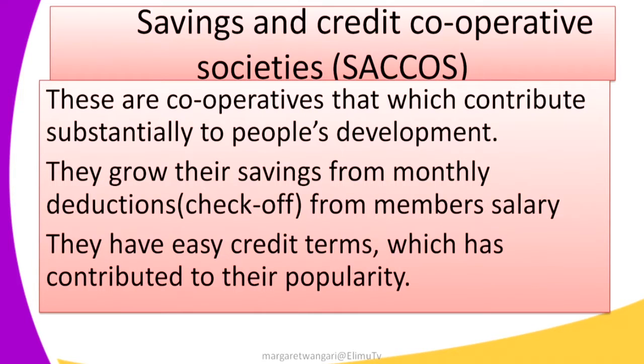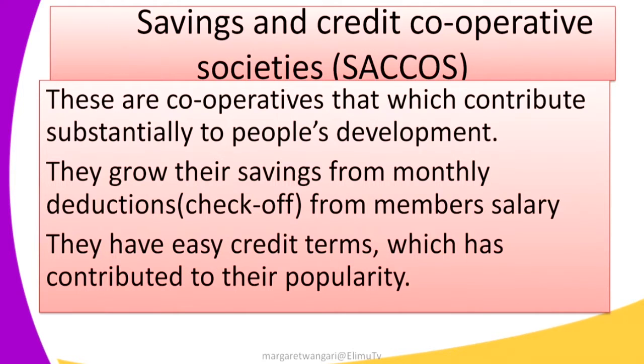So they also have very easy credit terms. And that is why you'll find that SACCOS of late have become very, very popular. Because if you are a member and you want to get a loan, the terms required for you to get that loan are very easy as compared to banks and other financial institutions. So that is one factor that has contributed to the popularity of SACCOS.